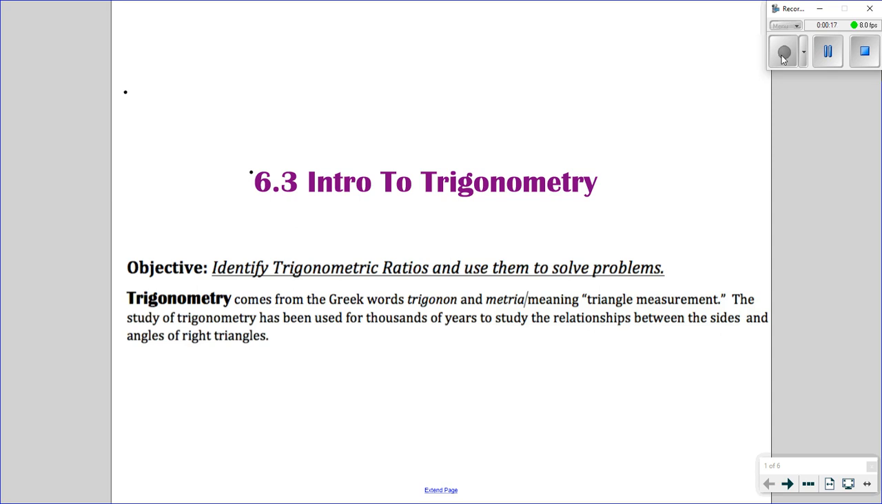Trigonometry comes from the Greek words trigonon and metria, meaning triangle measurement. The study of trigonometry has been used for thousands of years to study the relationships between the sides and the angles of right triangles. So we're going to be doing an intro to trig and learning about the ratios that you will see in the triangle.